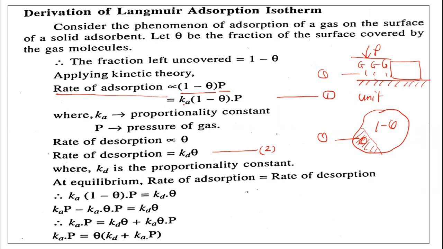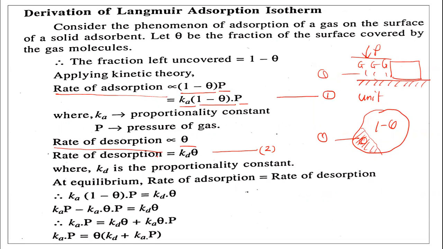So taking the proportionality constant Ka, it is Ka into 1 minus theta into P. Ka is called the proportionality constant, or the constant for adsorption. A stands for adsorption. P is the pressure of the gas. Okay, now let us see the rate of desorption. Whatever surface area is covered by the gaseous molecules, the rate of desorption will depend upon it. Therefore, we can write that the rate of desorption is directly proportional to theta.